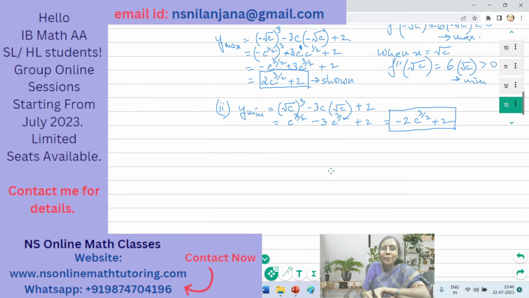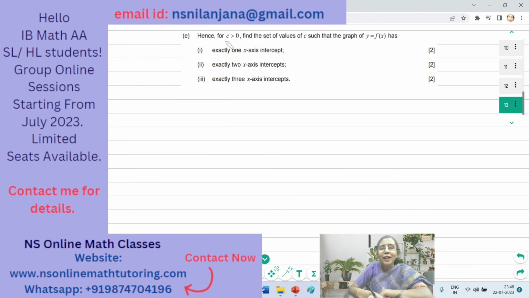So we have completed subpart D. Subpart E. Hence, that means we can use, and we have to use, in fact, there's no "or otherwise" option. Hence, for c greater than 0, find the set of values of c such that the graph of y equals f of x has, again 3 subparts, (i) exactly one x-intercept. Each of them carries 2 marks.